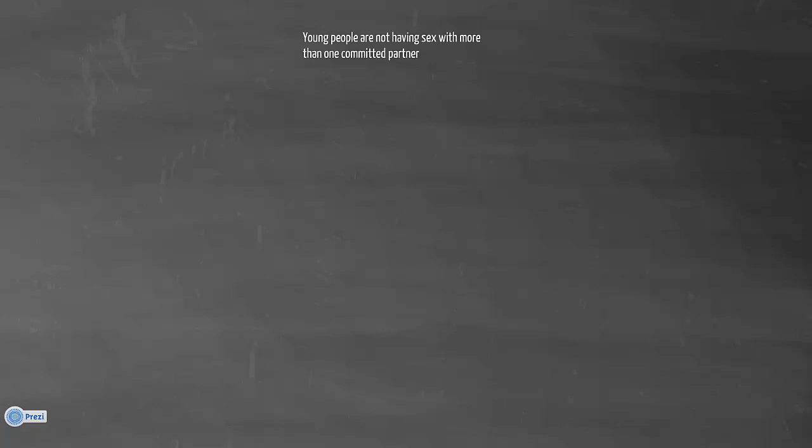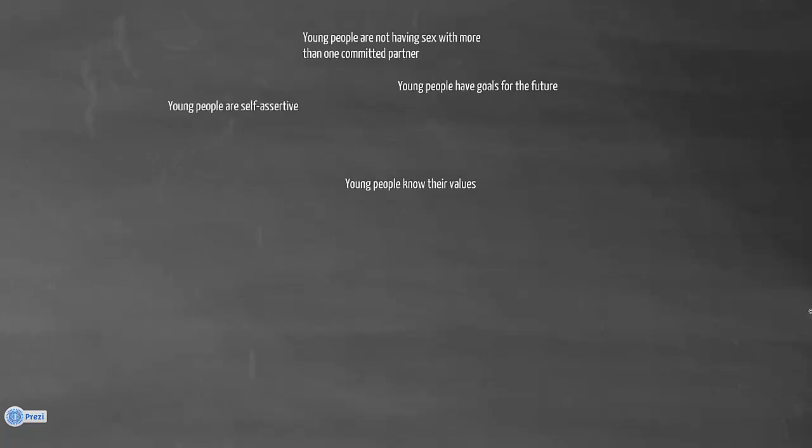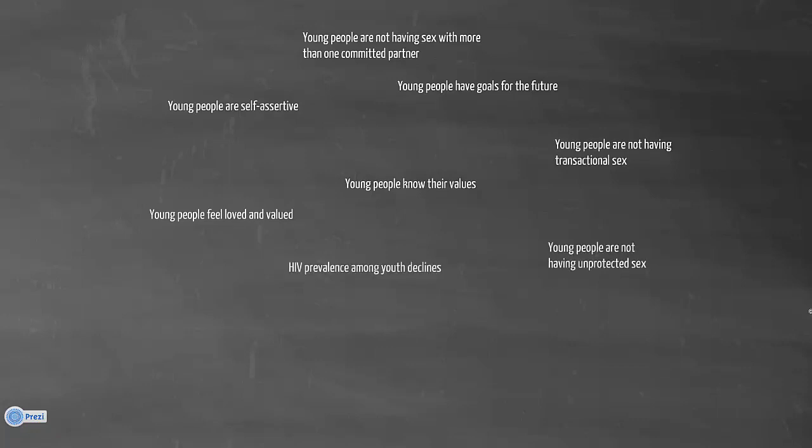They would like to see that young people are not having sex with more than one committed partner, young people are self-assertive, young people have goals for the future, young people know their values, young people are not having transactional sex, young people feel loved and valued, HIV prevalence among youth declines, young people are not having unprotected sex, young people are excited about the future, young people feel safe and nurtured, and young people have positive self-esteem.